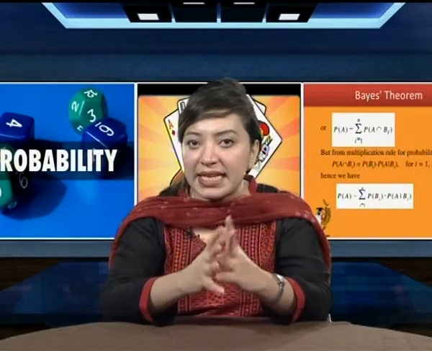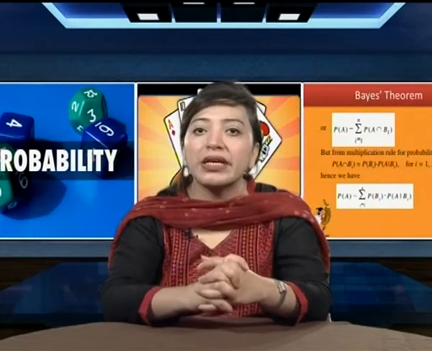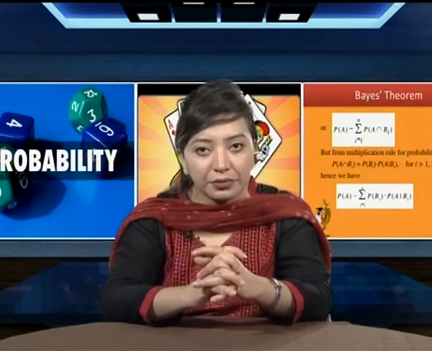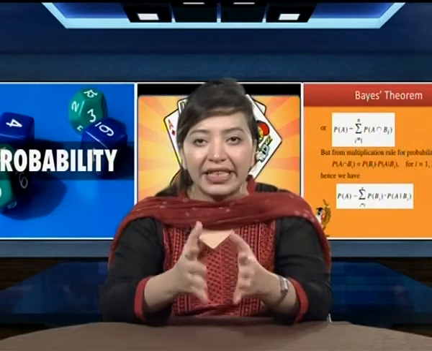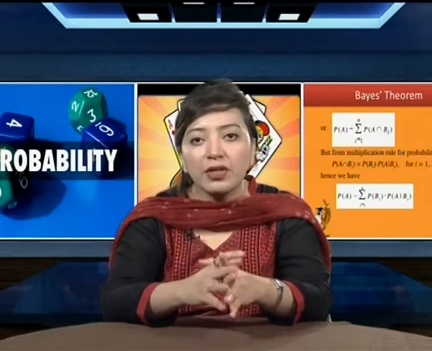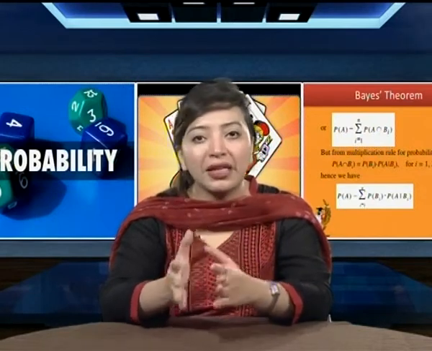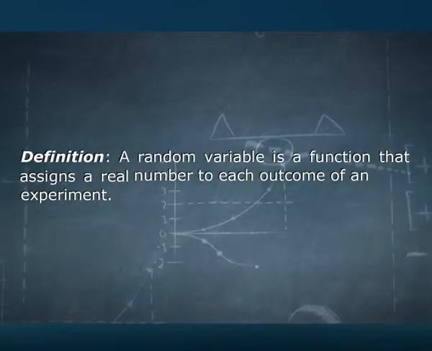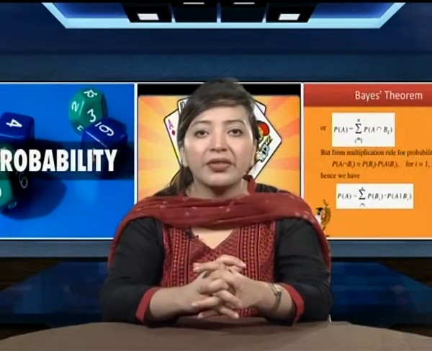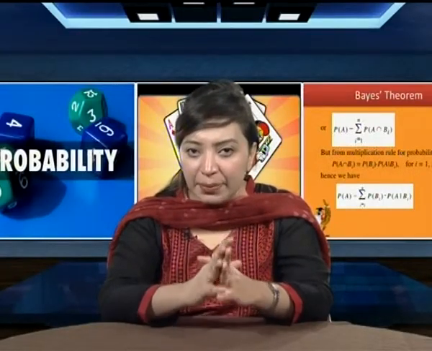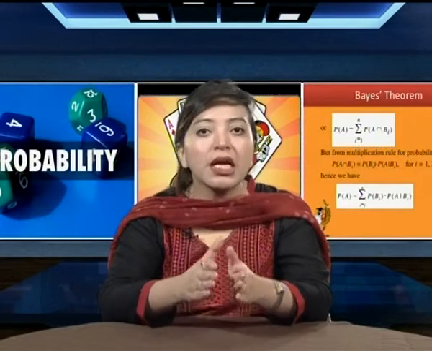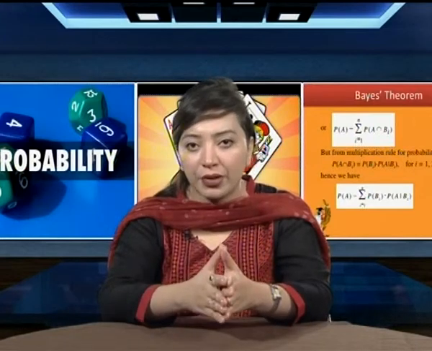The real numbers assigned to each outcome of an experiment is called a random variable. The formal definition of a random variable involves the concept of a real valued function. Let's see the definition of random variable. A random variable is a function that assigns a real number to each outcome of an experiment. Thus, a random variable is a function from the sample space of an experiment into the set of real numbers.